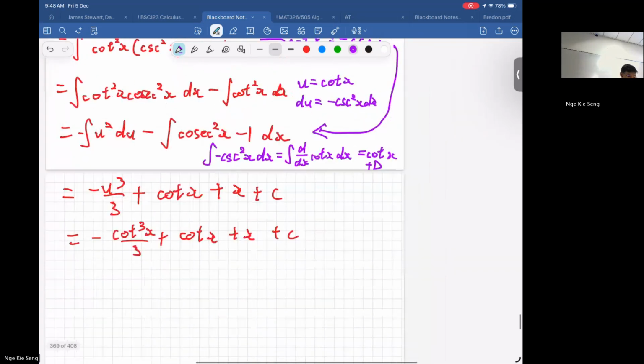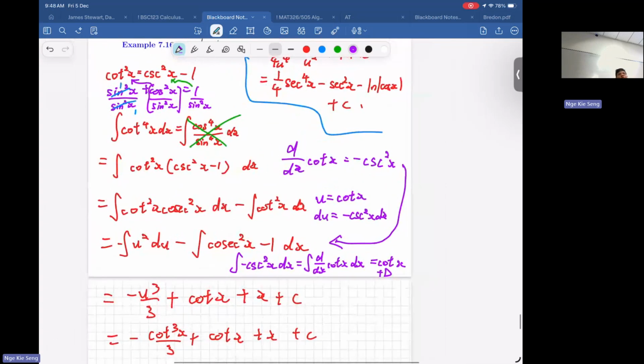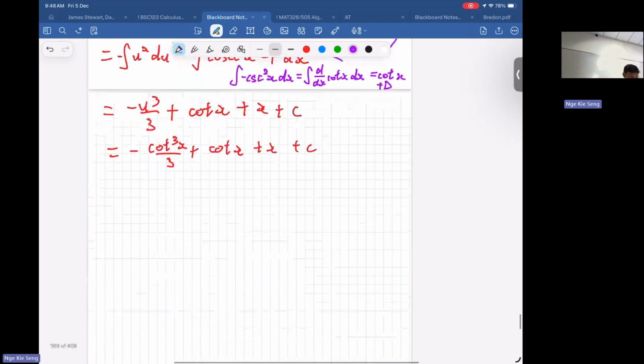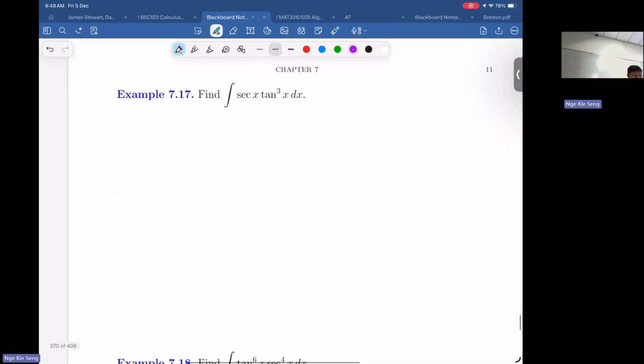So now you can see that this is an upgrade level of the relation between sine and cos. So we use this cotangent and secant here. So next, how about secant and tangent x?